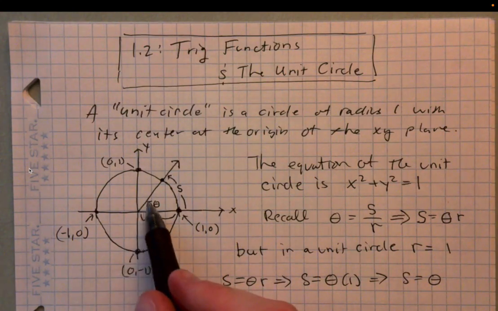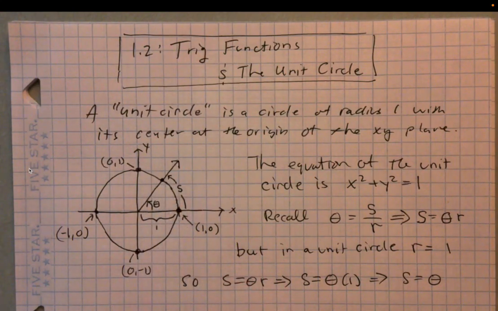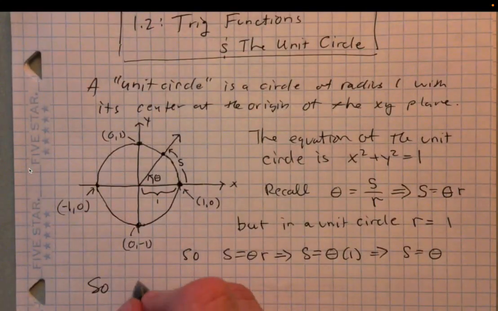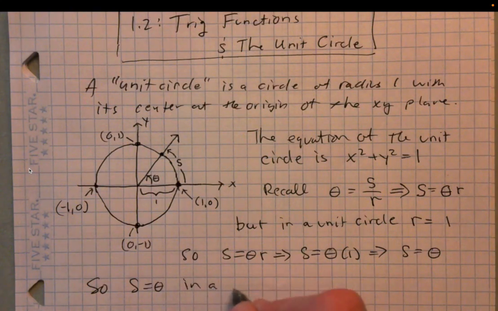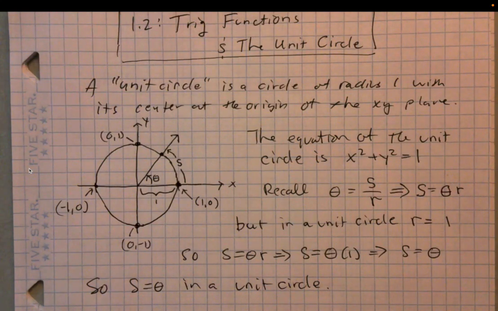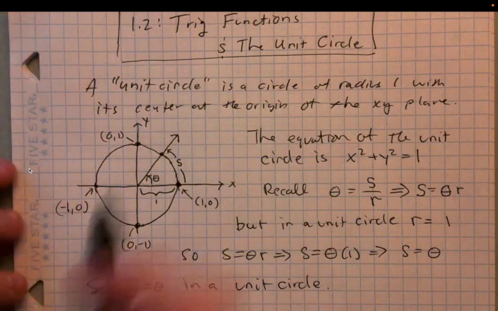So if theta is pi over 2, then the length of that arc is pi over 2. If theta is 2 pi over 3 or something, then s is going to be 2 pi over 3. So s and theta are identical in a unit circle. So s equals theta in a unit circle. And you'll see as we go on that this is extremely convenient. For a lot of the stuff that comes up later in the course, having the length s equal the angle theta is extremely useful.